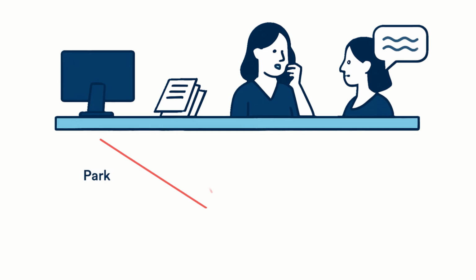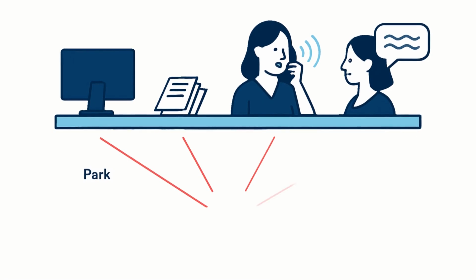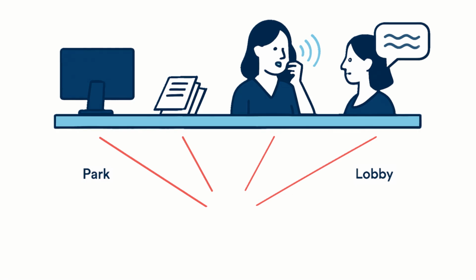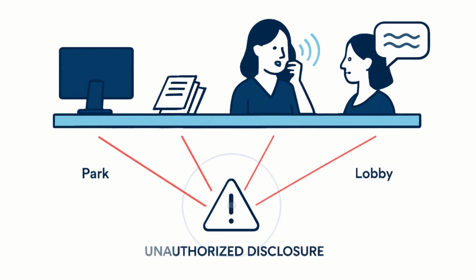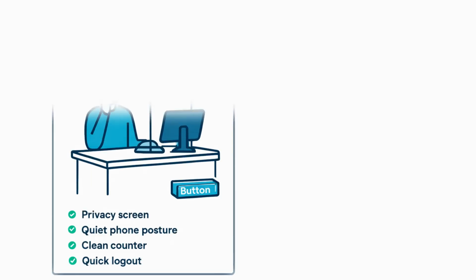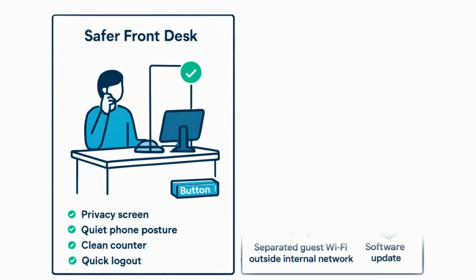Then there's the front desk, where small habits create big risk. A monitor facing the waiting room, forms left on the counter, a staff member speaking too loudly on the phone, calling out a patient's procedure in a crowded lobby. None of these may feel dramatic in the moment, but together, they create easy opportunities for unauthorized disclosure. Privacy screens, lower voices, clean counters, quick logouts, and careful sign-in procedures go a long way.